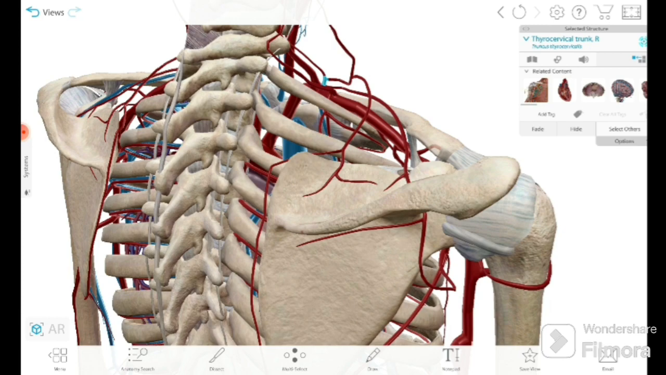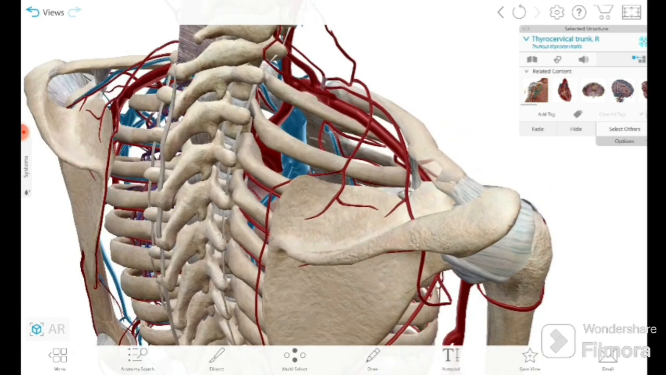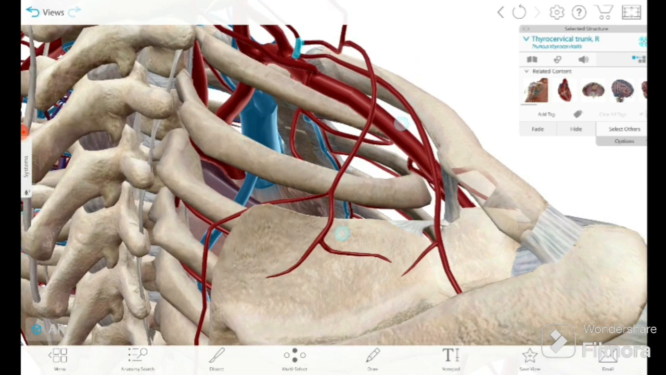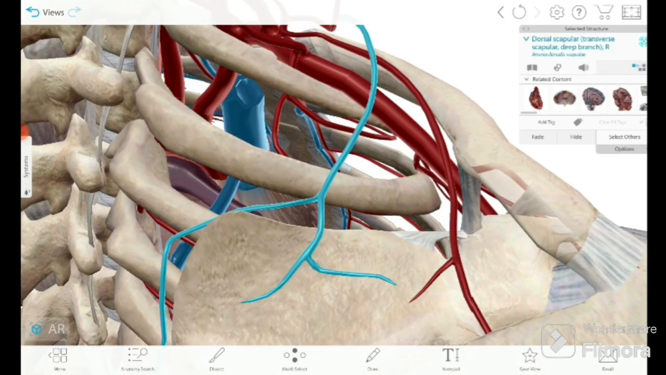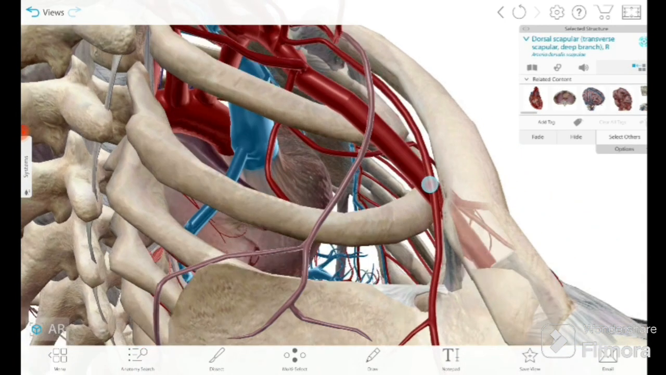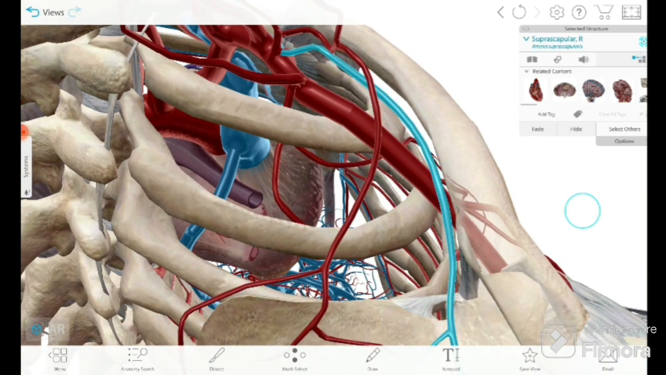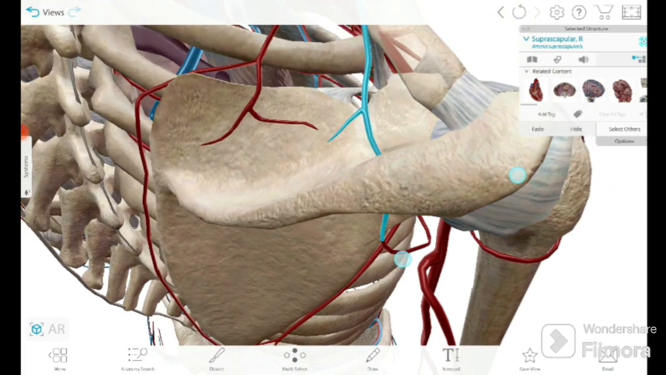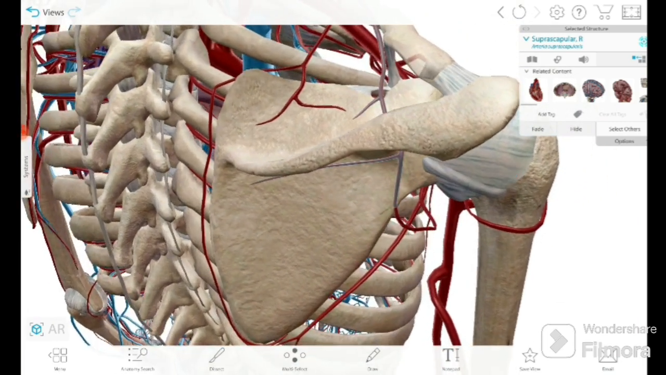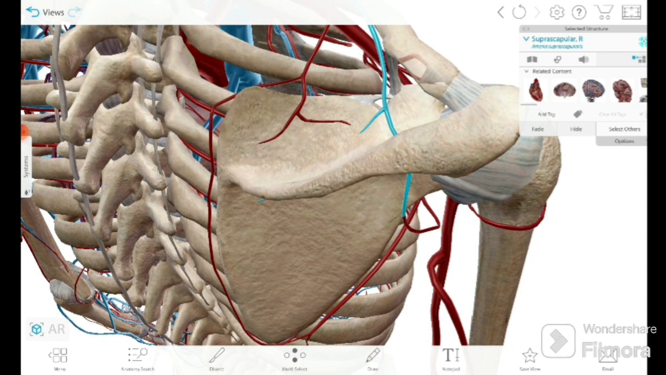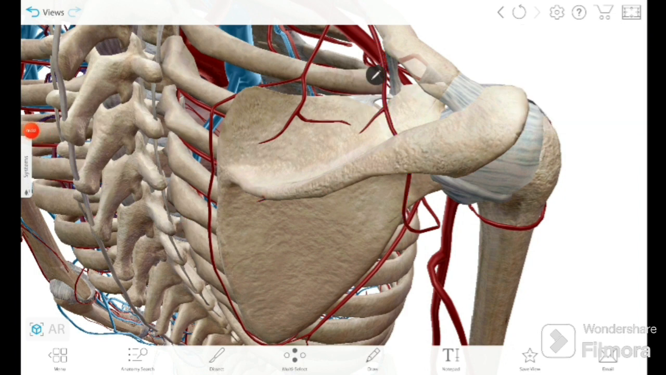Now we will take a look at the anastomosis over the acromion process. So this artery was the dorsal scapular artery, but along with this a suprascapular artery is also given off by the thyrocervical trunk. So the suprascapular artery is currently being shown. So this is the suprascapular artery, and the suprascapular artery anastomoses with the acromial branch of the posterior circumflex humeral artery.